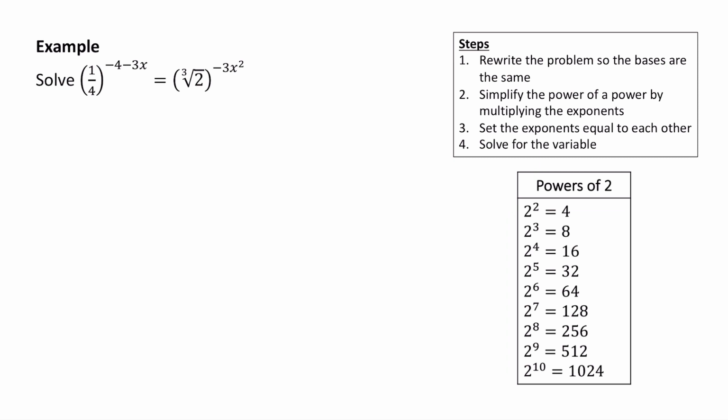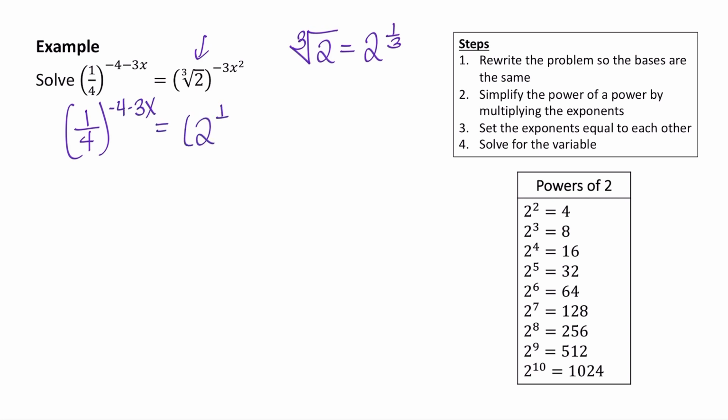So now let's try solving this equation. We have 1/4 to the negative 4 minus 3x power equals the cubed root of 2 to the negative 3x squared power. So once again, we want to think about rewriting these so that we have the bases the same. But first, I'm going to take care of that radical that I have. So the cubed root of 2, I'm going to rewrite that as 2 to the 1/3. So I have 1/4 to the negative 4 minus 3x equals 2 to the 1/3 to the negative 3x squared.